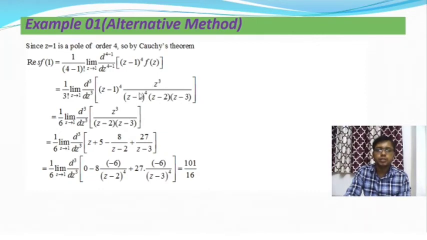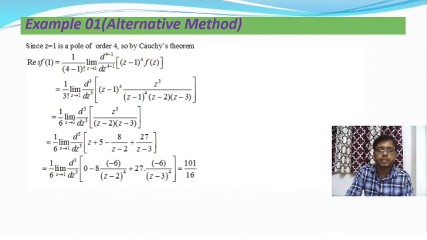Now cancelling the term (z minus 1) to the power 4 in numerator and denominator, it will give z cube by (z minus 2) into (z minus 3). Before we differentiate this function, it can be decomposed into partial fractions. The partial fractions are z plus 5 minus 8 by (z minus 2) plus 27 by (z minus 3). So this is the partial fraction for the function z cube by (z minus 2) into (z minus 3). Now we differentiate this partially.